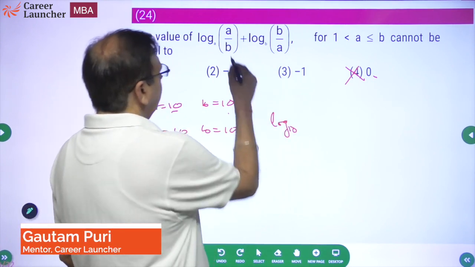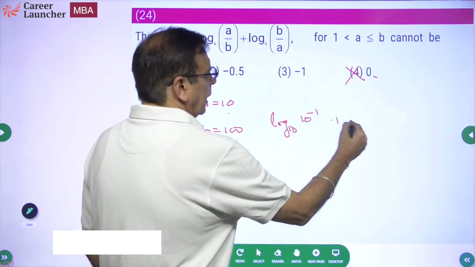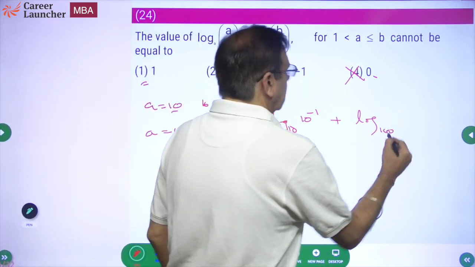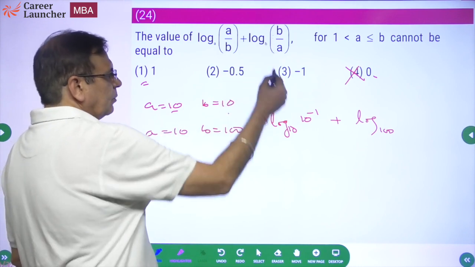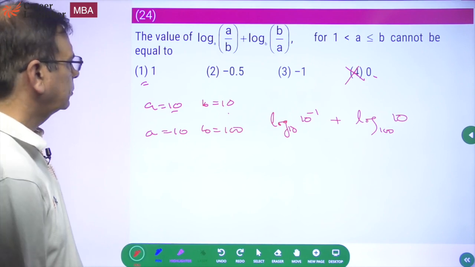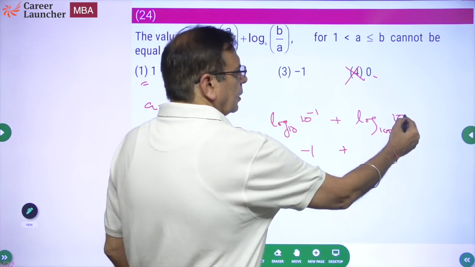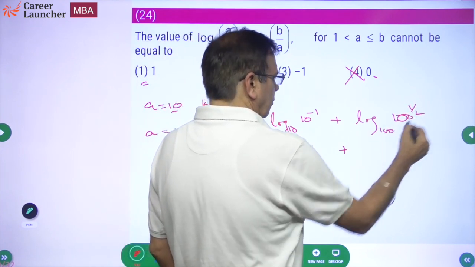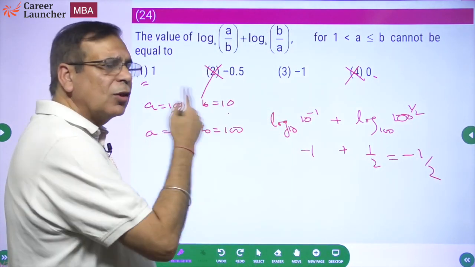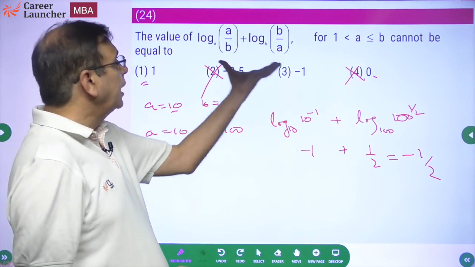Log base 10 of 10 by 100 is 10 to the power minus 1, plus log of B by A. B by A is 100 by 10, which is 10. Right? So what is this? Minus 1, and this is 100 to the power half, minus 1 by 2. This is also telling me something: as I have increased the value of B, the value of the expression has reduced.